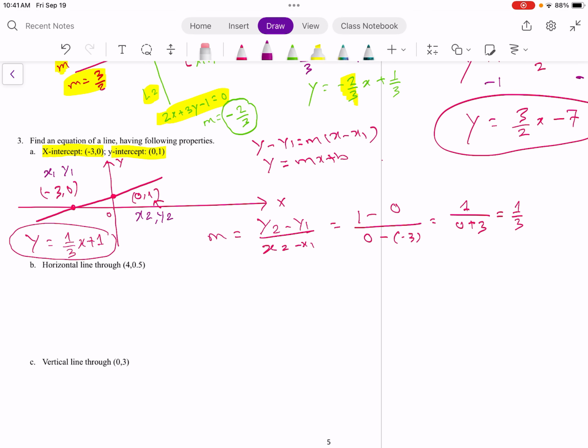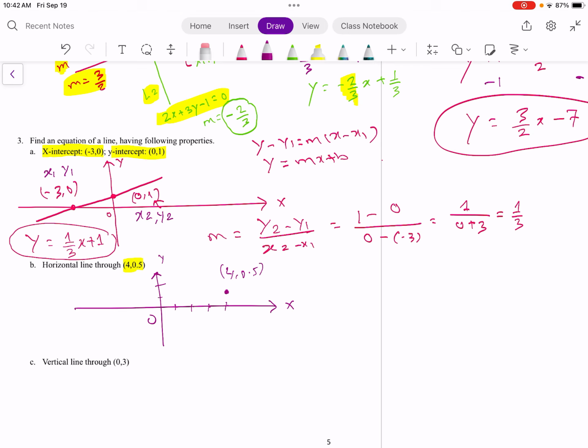We are asked to find the equation of a horizontal line. So let's draw a horizontal line at first. Let's draw our Cartesian coordinate system. So we have a horizontal line through 4, 0.5. So let's find this point, 4, 0.5. 1, 2, 3, 4. This is 1, this is 0.5. So this is 4, 0.5. Now how do we draw a horizontal line passing through that point?